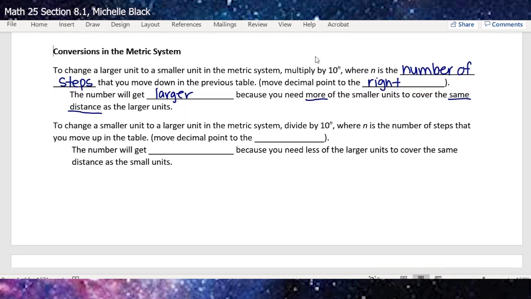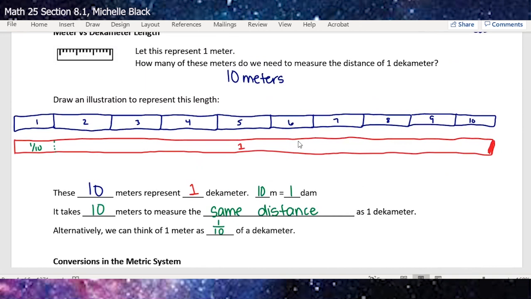To change a smaller unit to a larger unit in the metric system, divide by 10 to power n, where n is the number of steps that you move up in the table. Or in other words, now you're going to move the decimal point to the left. And we'll see this in a little bit. In this case, the number will get smaller because you need less of the larger units to cover the same distance as the smaller units. Again, we only needed 1 decameter, which is a larger unit, to cover the same distance as these 10 meters covered.